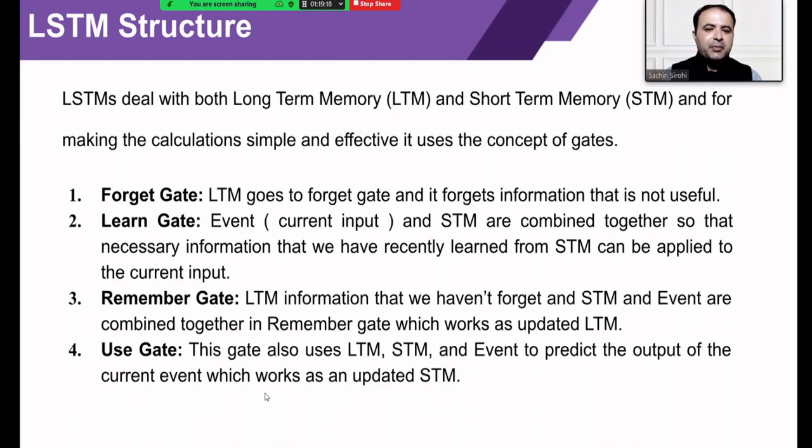Learn gate: the event, the current input, and STM are combined together so that necessary information that we have recently learned from the STM can be applied to the current learning. That means those processes are currently going on. Remember gate: the information that we haven't forgotten, the STM, and the event are combined together in the remember gate, which works as the updated LTM. Use gate: this gate also uses the LTM, STM, and event to predict the output of the current event, which works as an updated STM.